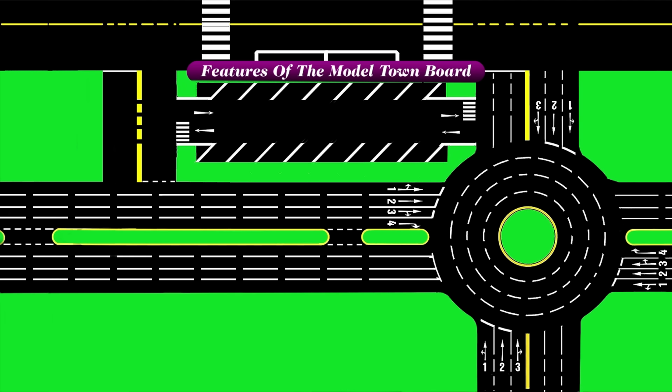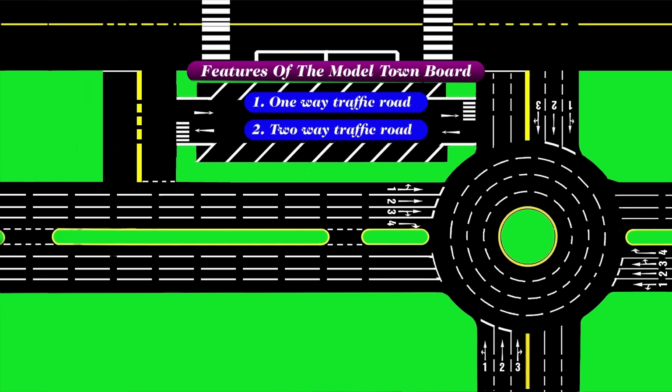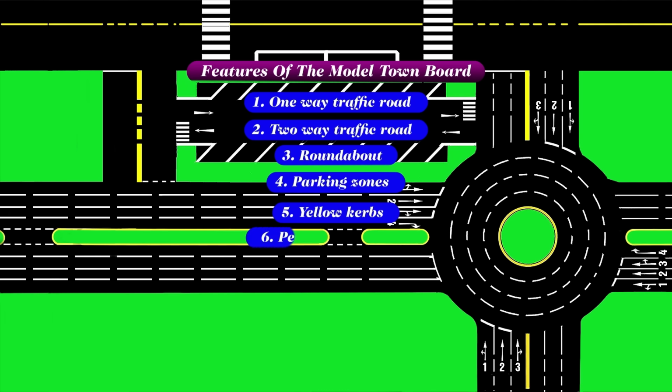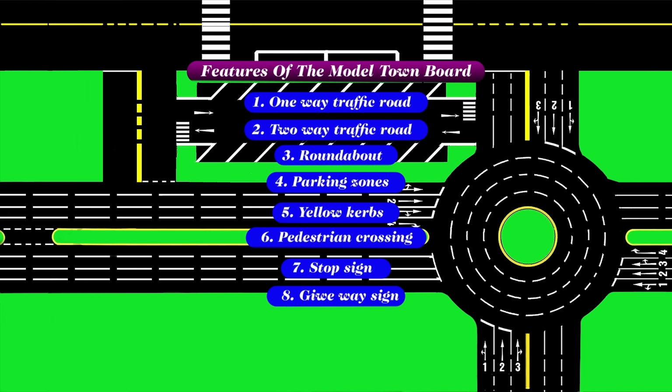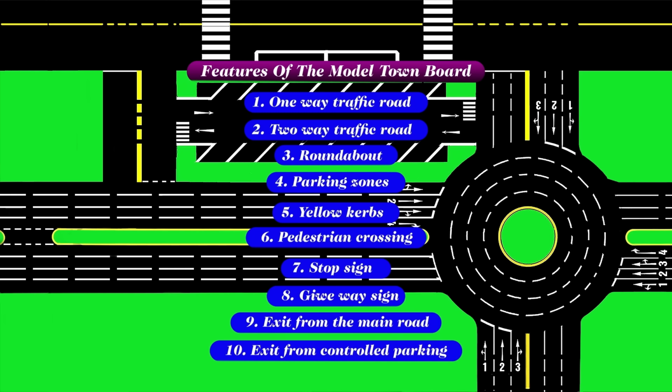These features are: 1. One-way traffic road, 2. Two-way traffic road, 3. The roundabout, 4. Parking zones, 5. Yellow curbs, 6. Pedestrian crossing, 7. The stop sign, 8. Giveaway sign, 9. Exit from the main road, entry into the main road, 10. Exit from controlled parking zone or entry into controlled parking zone, and 11. Road markings, e.g. directional arrows, reflectors, and others.